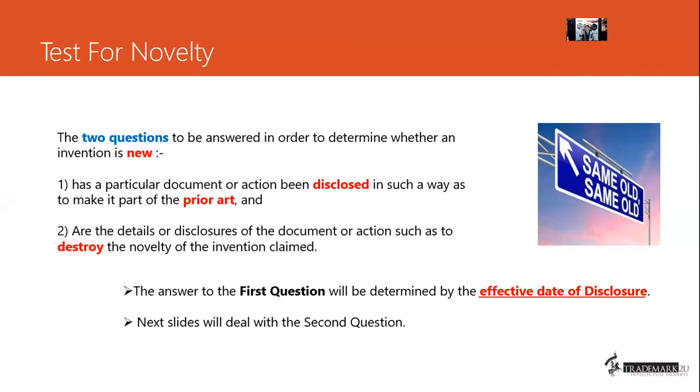Now you might publish some of your literature through any publication or journals, but did you actually disclose the crux of it, the essential part of it? Or did you just briefly disclose it? So we are talking about the details. Are the details or the disclosure of the documents or actions such a way as to destroy the novelty?